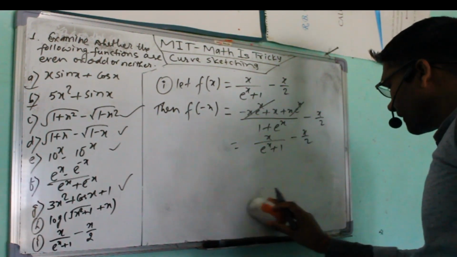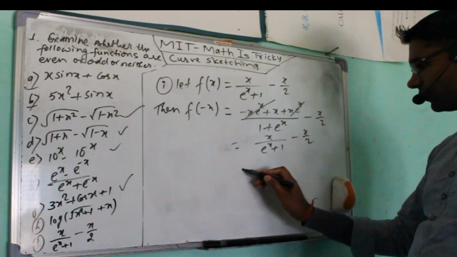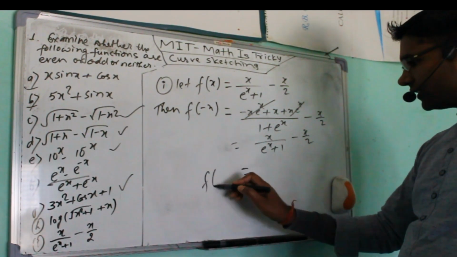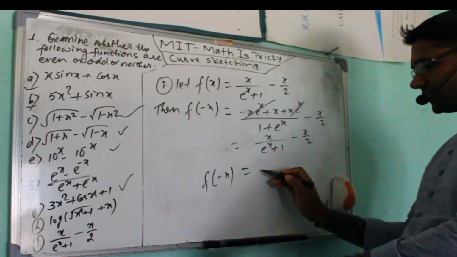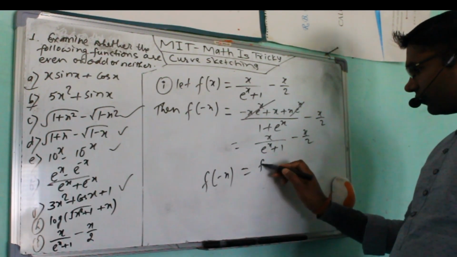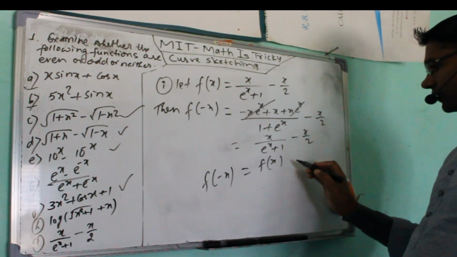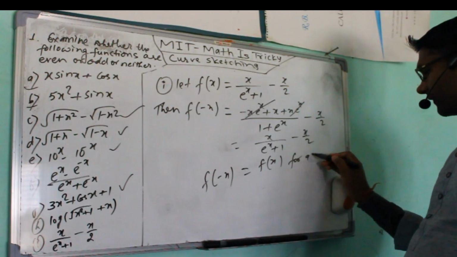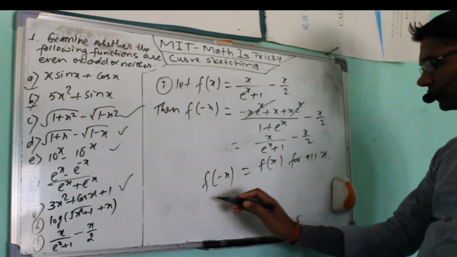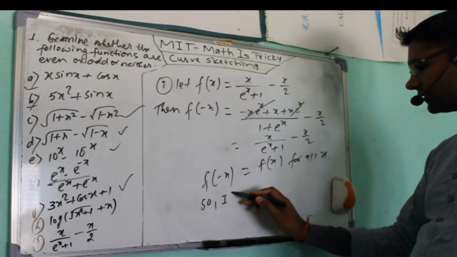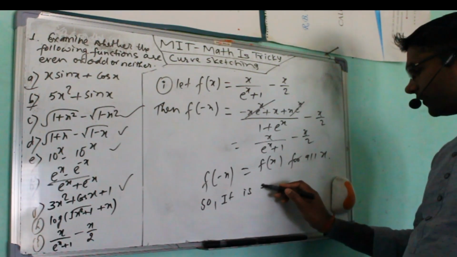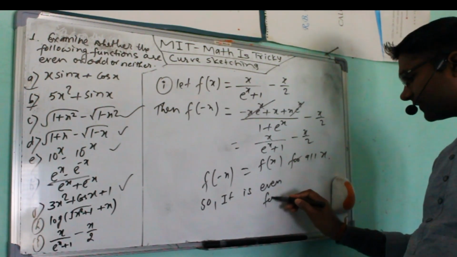And now, look here, we are getting f(−x) as f(x), which is x/(eˣ+1) − x/2, for all x. So it is an even function.